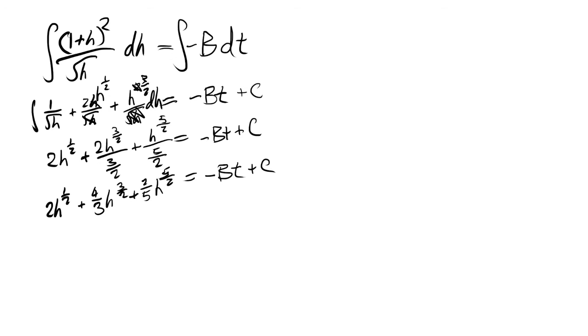Alright, then now we want to use the boundary condition when t is 0, h is 1. So let's have h is 1. When t is 0, we know that c is on the right, t is 0, minus bt is 0. So on the left we have 2 times 1 plus 4/3 times 1 plus 2/5 times 1. And let's see, so this would give me something on 15, and that be 2 is 30 plus 20 plus 6 equals to c, and so that would be 56 on 15 equals to c.